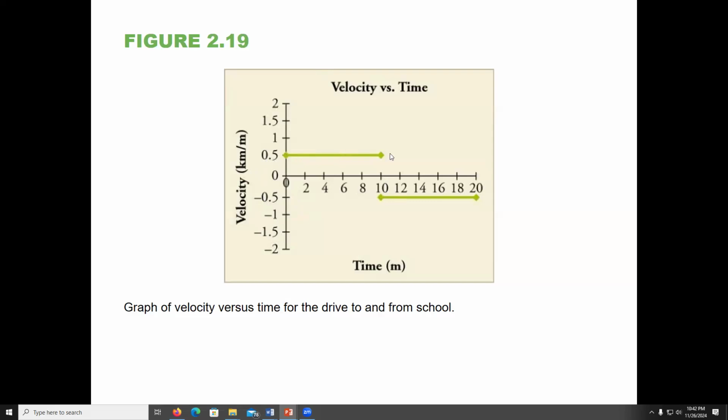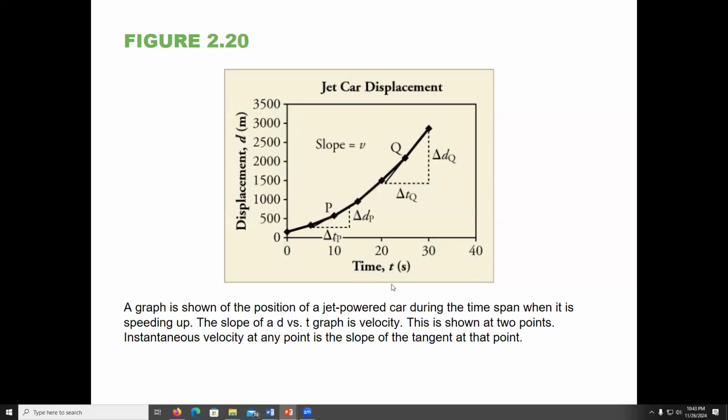Here we're going in the east, now we're going in the west. So the velocity here did not change the magnitude. We're still driving at 0.5 kilometers per minute, but we're driving in a different direction, because velocity has both a magnitude and a direction.